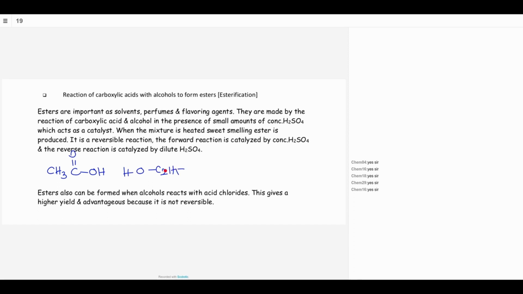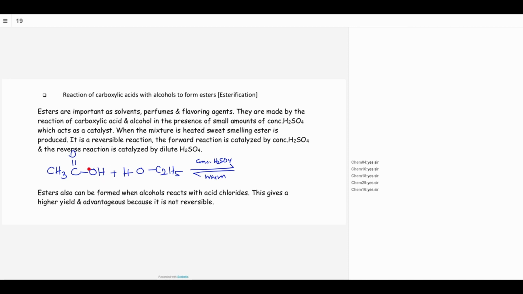Now, it's easy for us to draw the structure of the ester if you draw the structures so that the two OH groups face each other, right? This particular reaction is catalyzed by concentrated sulfuric acid. We need to slightly warm the reaction mixture, and what happens is that a water molecule will be lost.